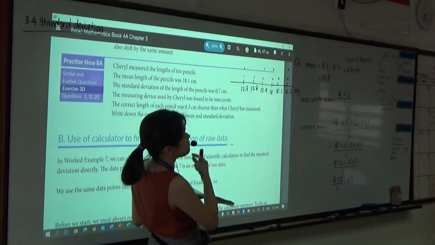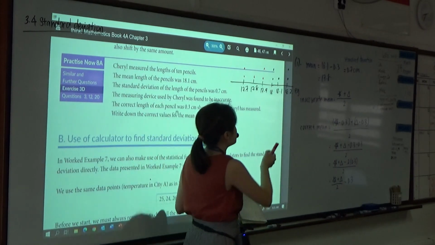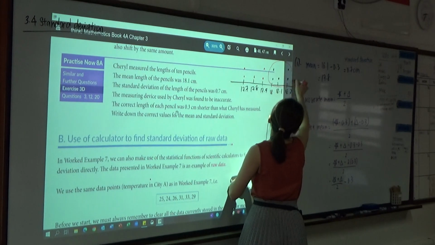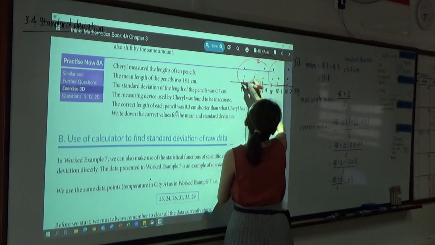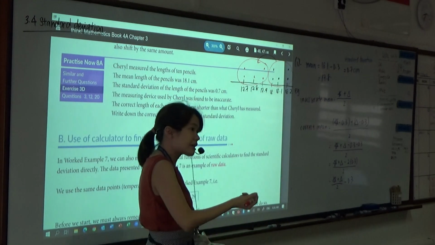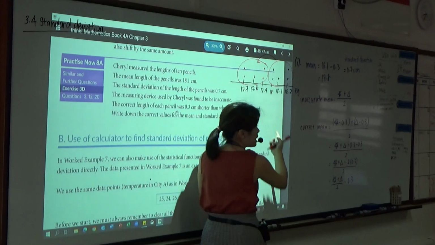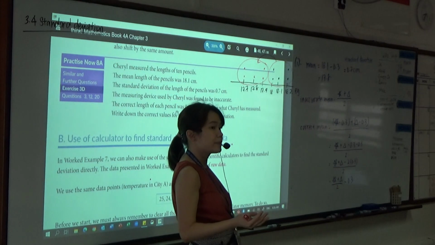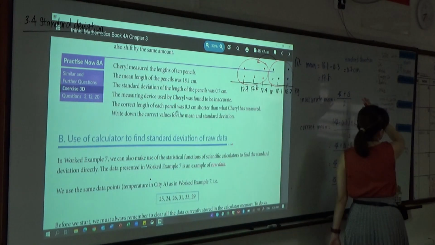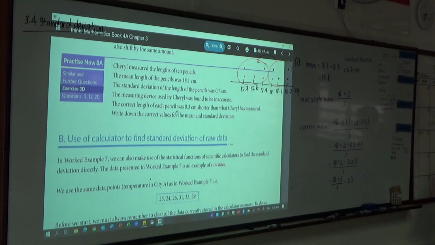Agree? Because standard deviation is the measure of spread. So while these data values have shifted to over here because of the inaccuracy in the measurement, the deviation itself, the spread, doesn't change at all. That's why for standard deviation, it still remains at 0.7 cm despite the inaccuracies. Questions?